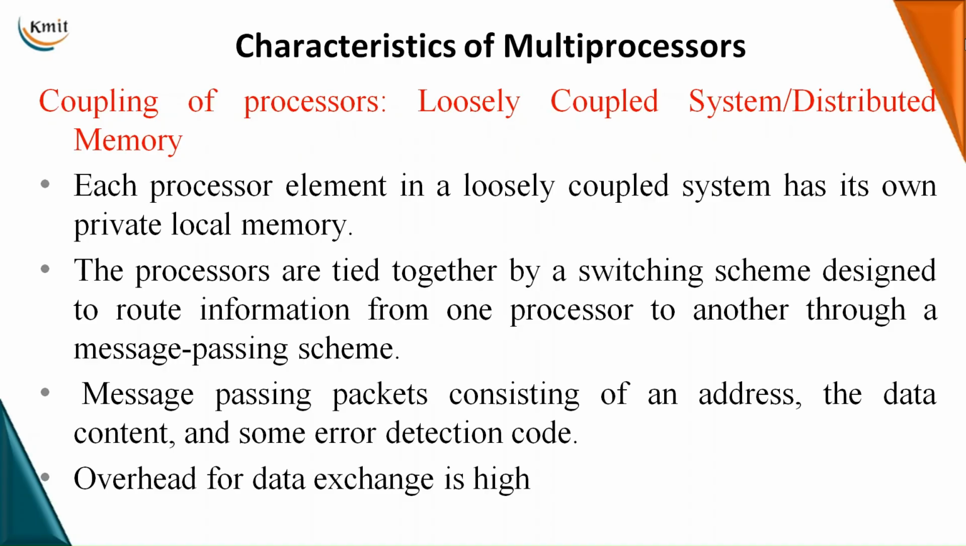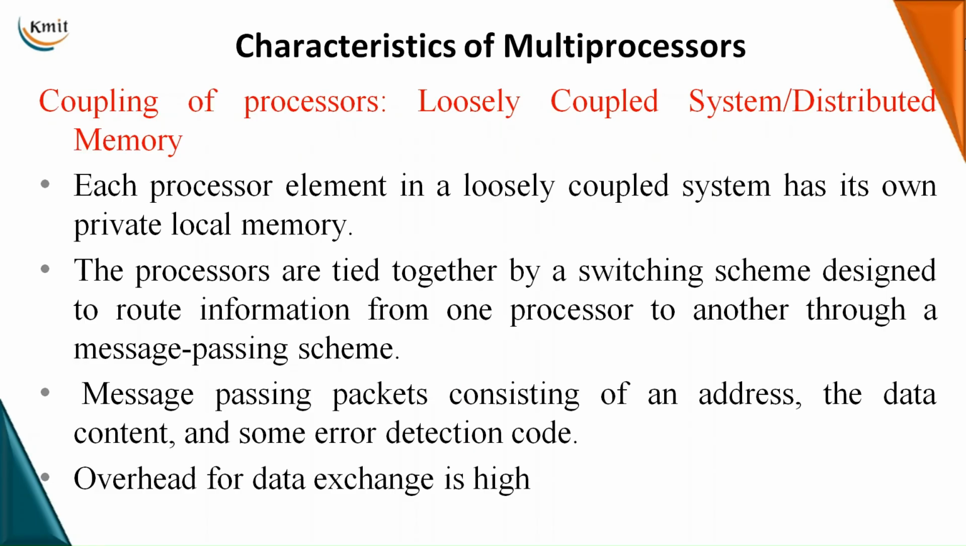The next type of multiprocessor systems are called loosely coupled systems or distributed memory. Here each processor element has its own private local memory, and the processors within the system are tied together by a switching scheme, which is designed in order to route information from one processor to another. We call this switching scheme the message passing scheme.